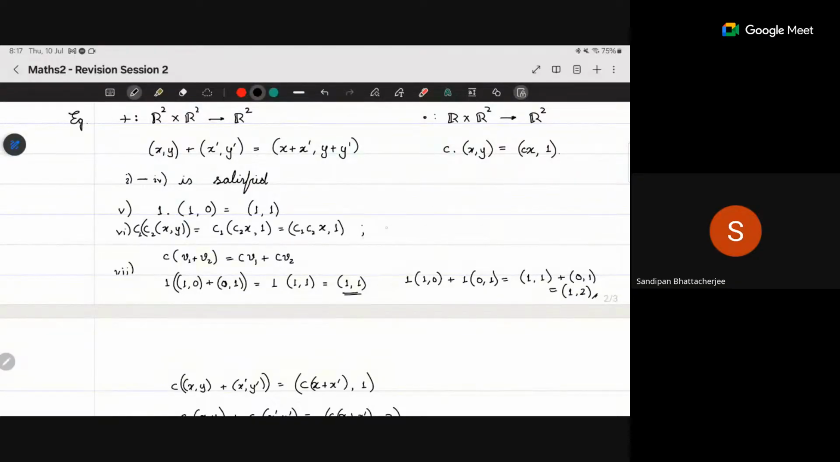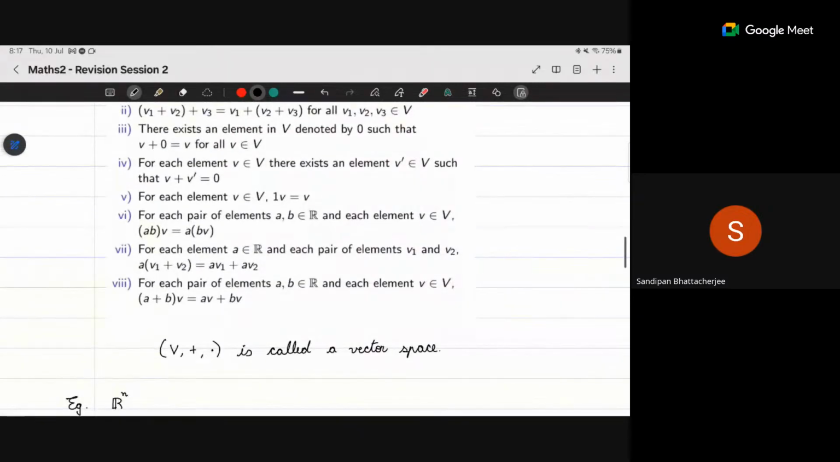And on the other hand, C1 C2 times (X, Y) is also (C1C2X, 1). So 6 holds, no? Yes, 6 holds. Yes. And 8, what about 8?